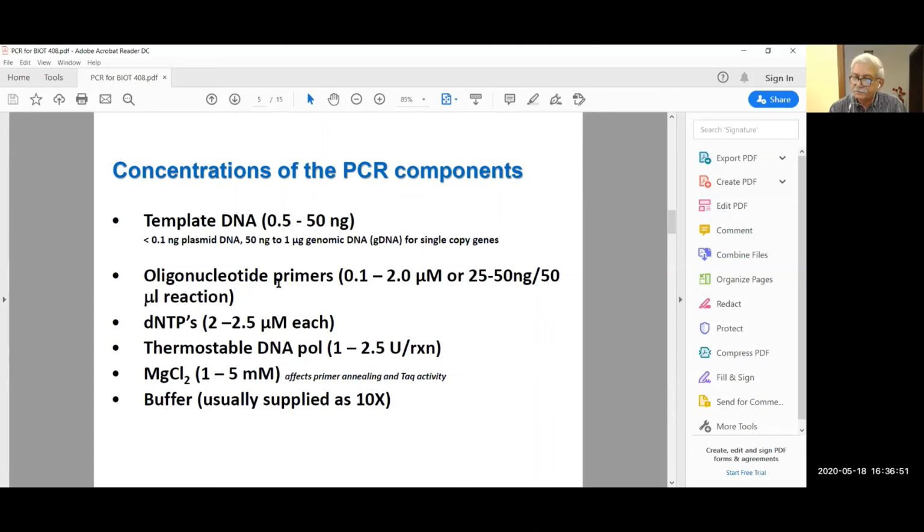Oligonucleotide primers. What concentration? Not in microliters. What's the concentration that you will use? When you get a primer synthesized from a supplier, what do you get? You get a tube having a solid pellet, which is very, very small. And then you get a paper sheet with the synthesis report. It will tell you that this tube has got 146 microgram, for example.